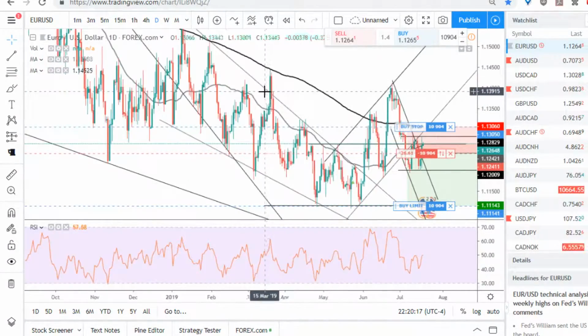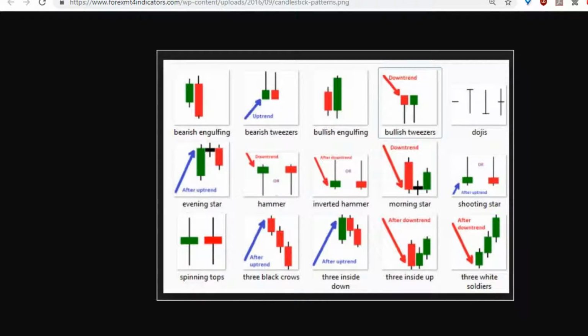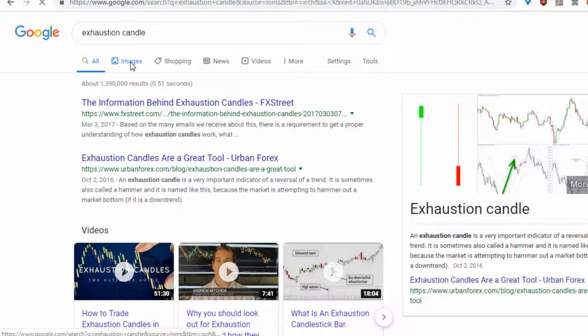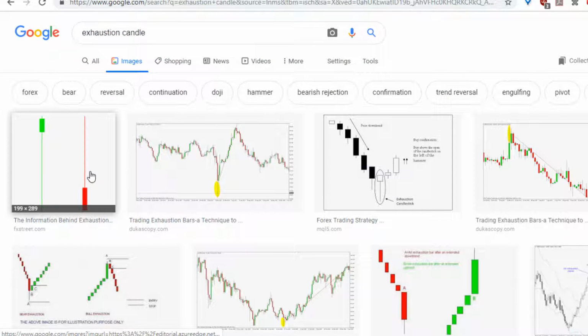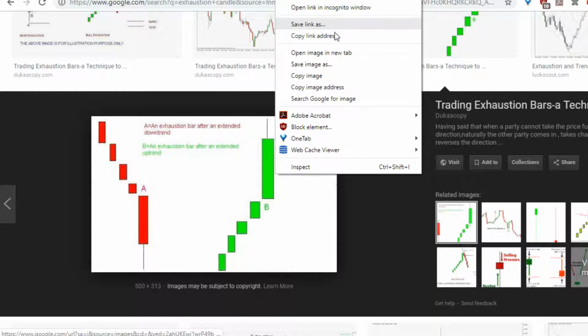What's another good one? Another good candle I could show is an exhaustion candle. Why not? I was talking about this earlier. Unless this is on here? No. Exhaustion candle. Typically you see this after a large trend. Yeah, I was showing this earlier.